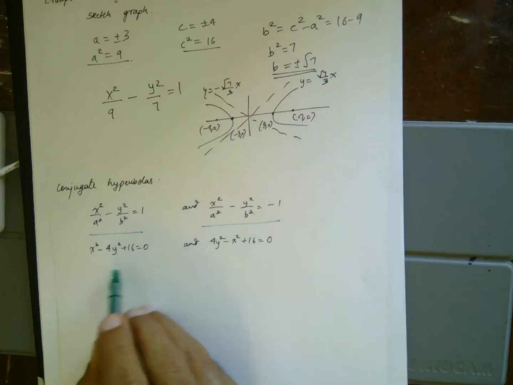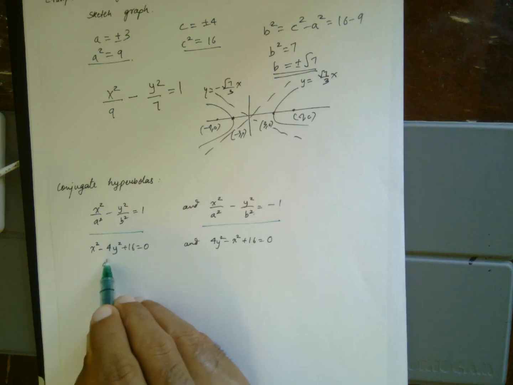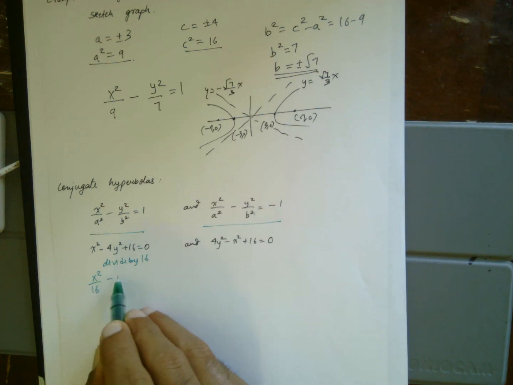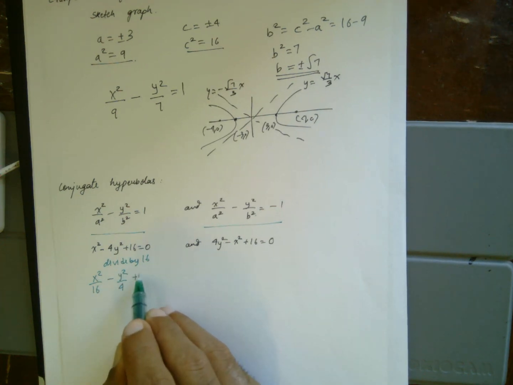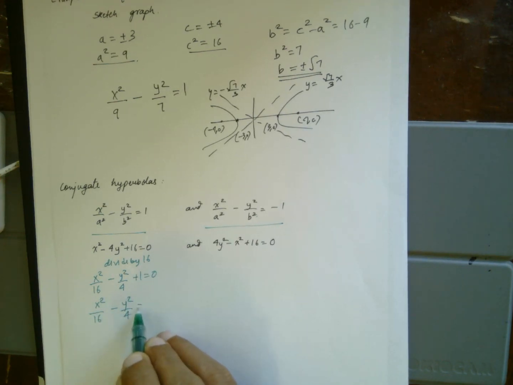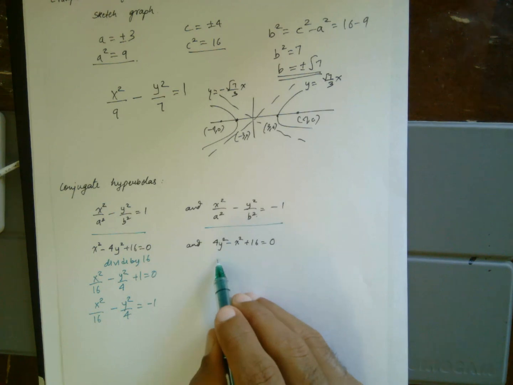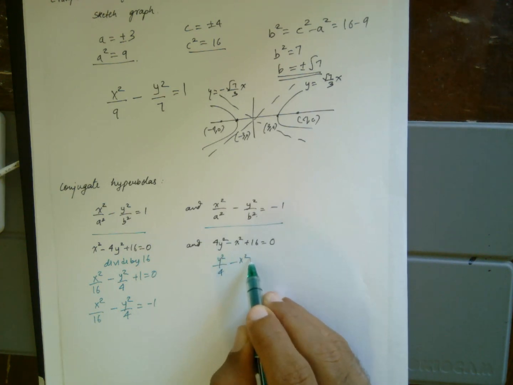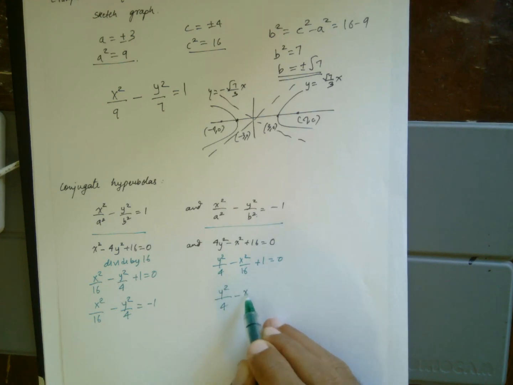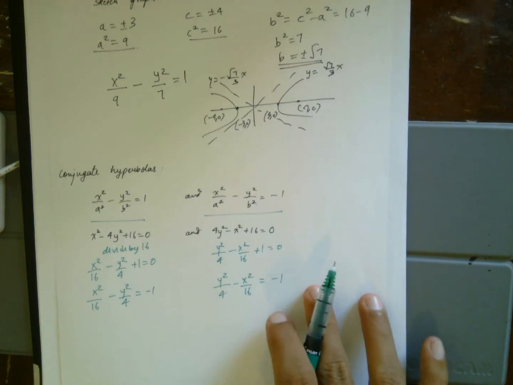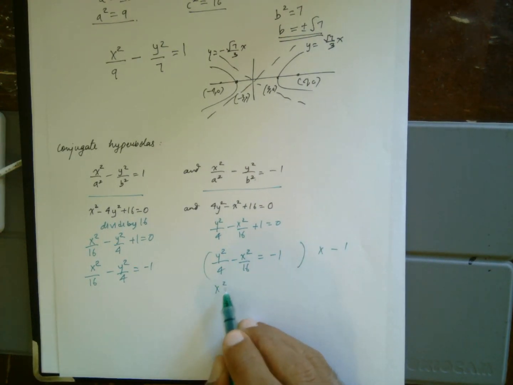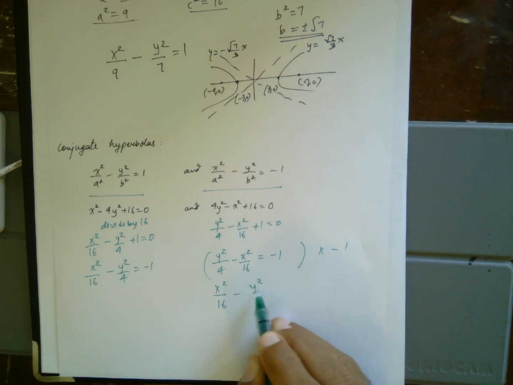Similarly, if I write this particular equation properly and I divide by 16, I get x squared over 16 minus y squared over 4 plus 1 equals 0, or x squared over 16 minus y squared over 4 is negative 1. Same here, y squared over 4 minus x squared over 16 plus 1, or y squared over 4 minus x squared over 16 minus 1. Multiply by negative 1 and I get x squared over 16 minus y squared over 4 equals 1.